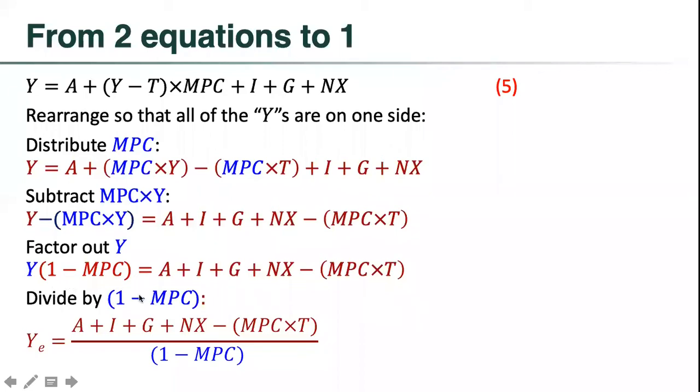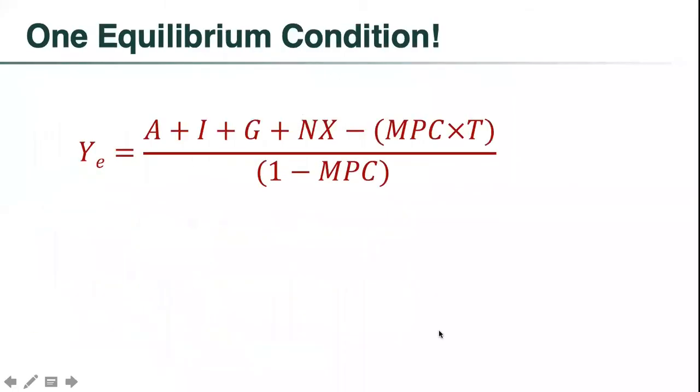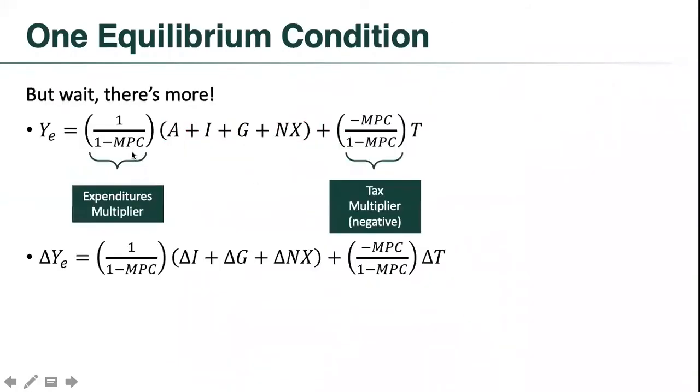Finally, my last step is to divide by this 1 minus MPC. Remember, I want to get y by itself, so I have y times something equals something else. All I have to do is divide both sides by this term, 1 minus MPC. And this bottom equation is the equilibrium condition. We're going to put it in a different form so that it makes more sense, but this is the equilibrium condition. It doesn't seem very obvious right now what this means. But when I put it like this, all I've done is move some stuff around. Like I said, this is the equilibrium condition. I move some stuff around, and now it looks like this.